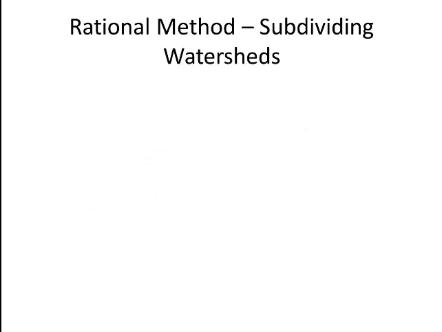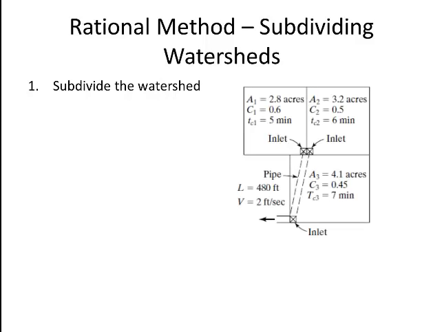Next, let's look at subdividing a watershed. Subdividing a watershed is a very important part. If you have a watershed that's given as shown, you have 3 subdivided areas. We need to calculate the peak discharge for each of the inlets.